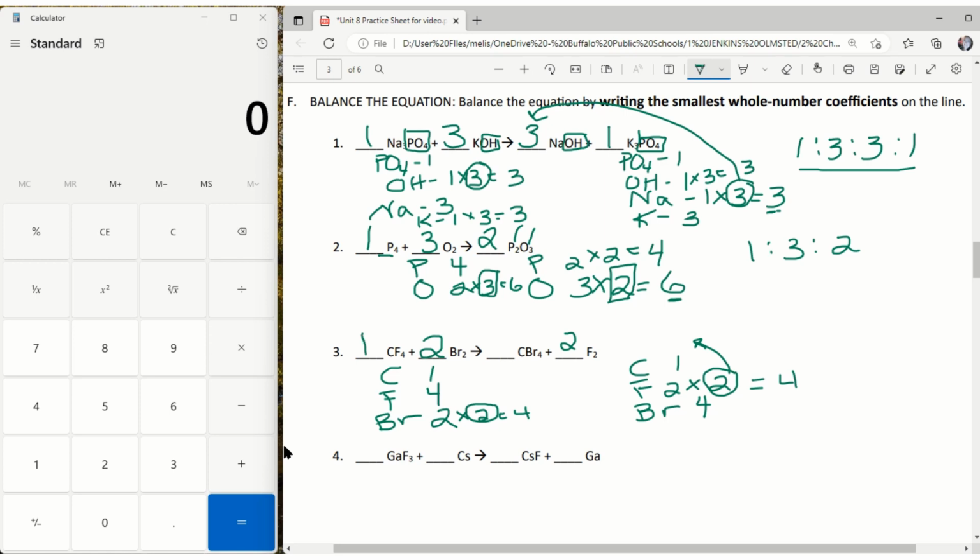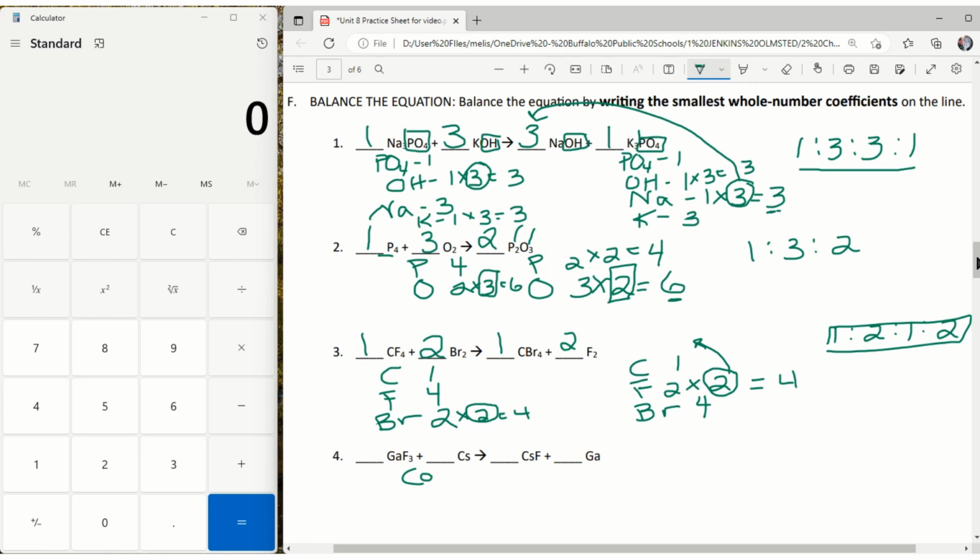What do I put in the blanks? 1's. Check my ratio of coefficients. 1 to 2 to 1 to 2. Can I divide these numbers by anything other than 1? No, I cannot. So I'm all set. All right, let's check this one.